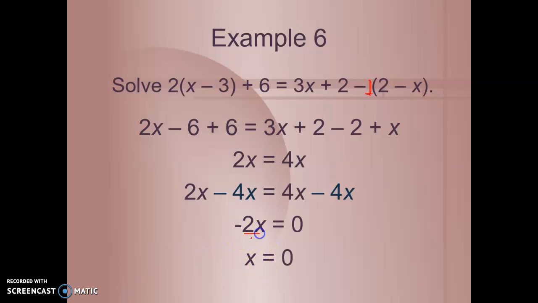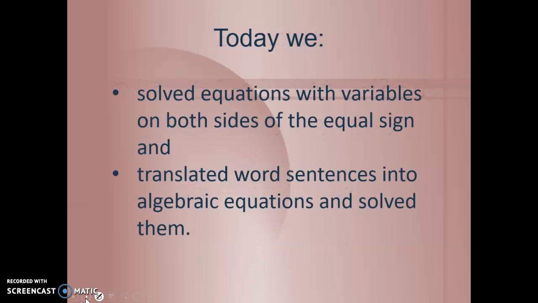You can divide 0 by negative 2. 0 divided into negative 2 groups is just 0. X equals 0. That is a possibility, to get x equals 0.